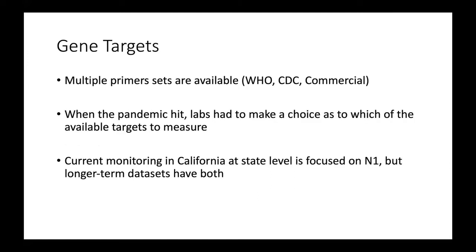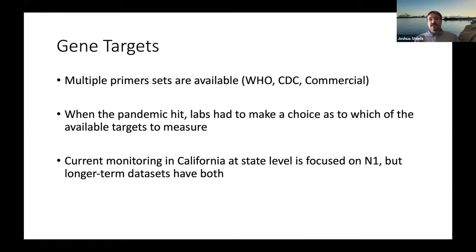So one of the sources of variability was initially the gene targets. There were multiple primer sets available. Again, everyone sort of threw what they could at it. Labs had to make a choice and basically just picked one and ran with it.